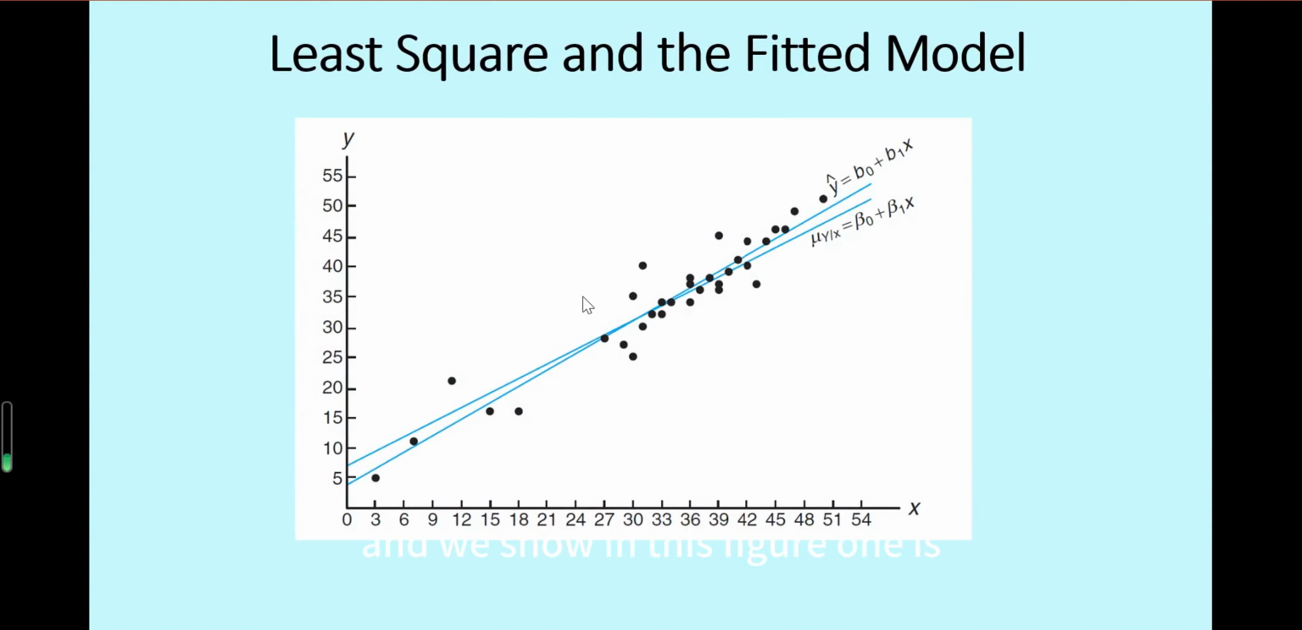And we show in this figure one line that is the theoretical value, but we never know this value for beta 0 and beta 1. And the other line is very close but not exactly the same. This line is y hat equals b0 plus b1x.